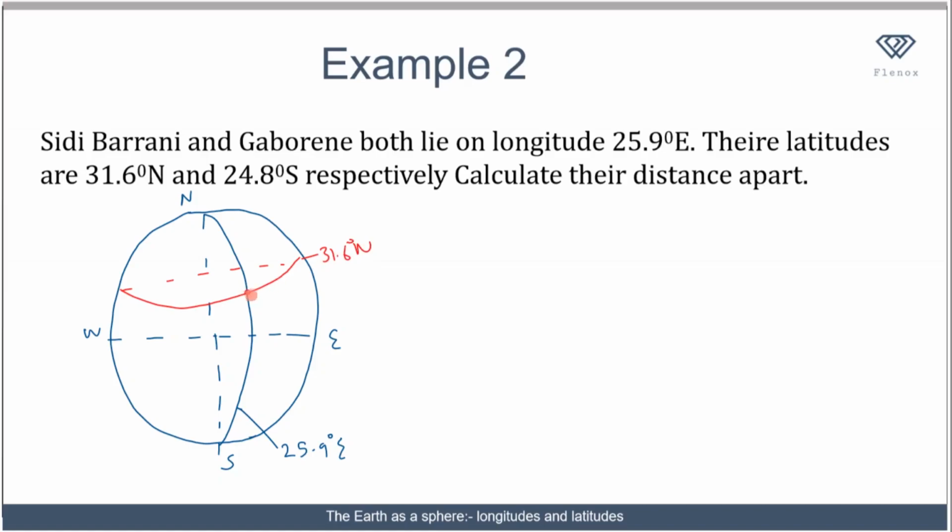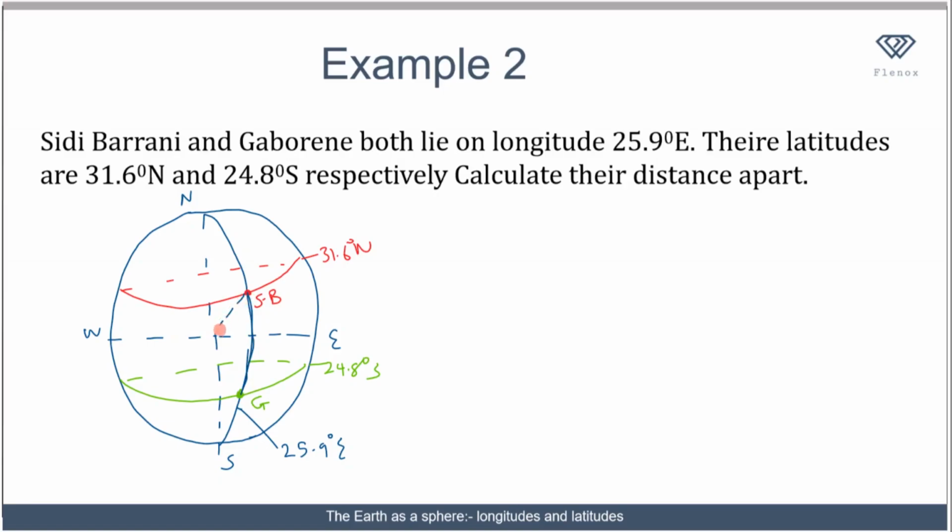So the point of intersection is Sidi Barani, this point over here, and Gaborone is 24.8 degrees south. South lies downwards, so it's going to be towards this point over here. And the point of intersection of the line with the line of latitude is my Gaborone. So this is my point Gaborone. Now I'm told to find the distance between these 2 points, along this line.